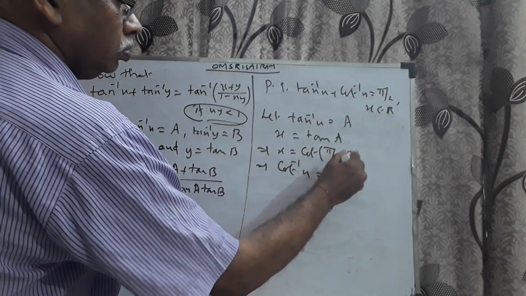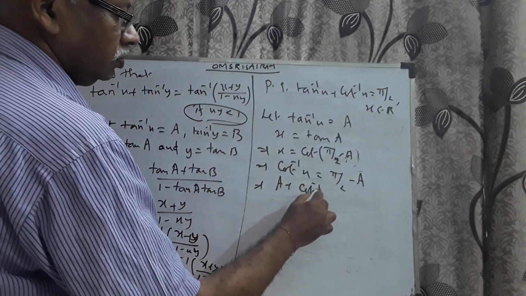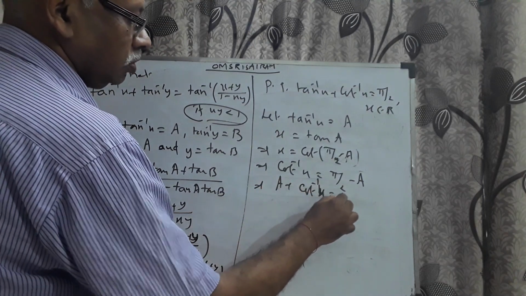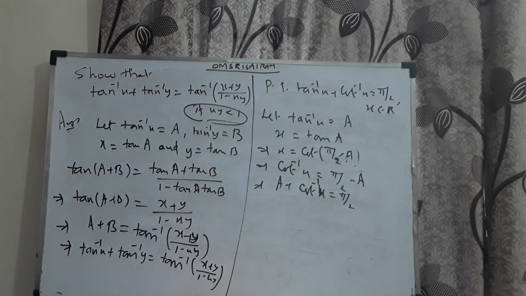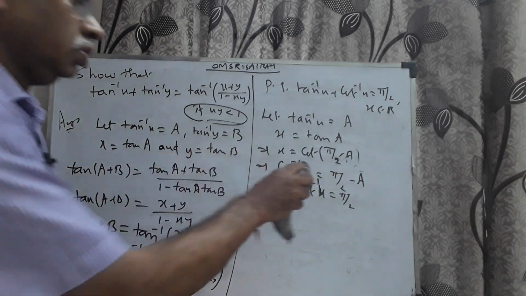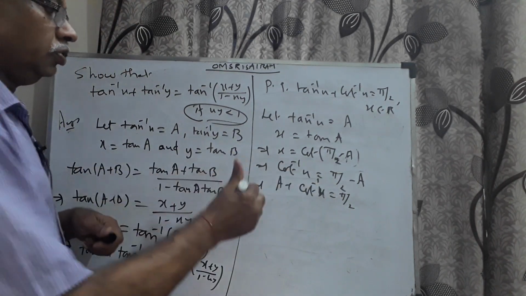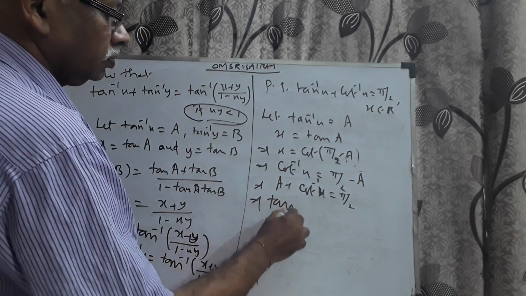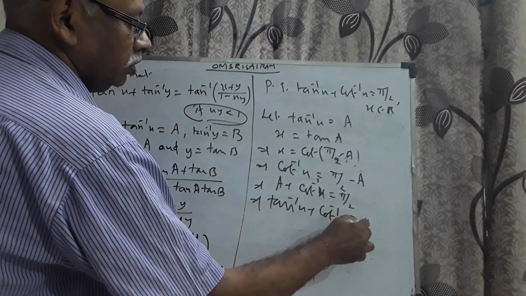Okay, this is pi by 2 minus a, which implies a plus cot inverse x equal to pi by 2. Therefore, tan inverse x plus cot inverse x gets reduced to pi by 2.